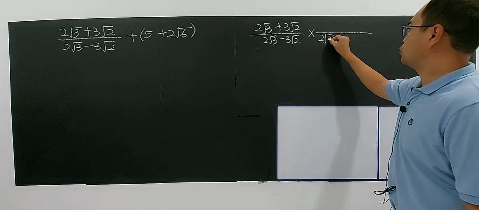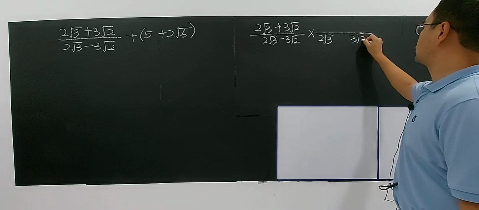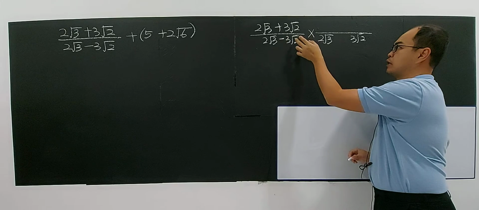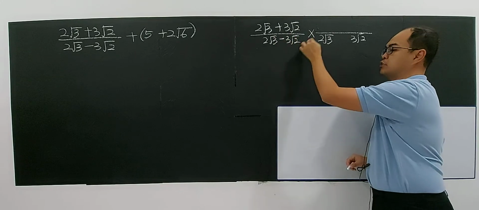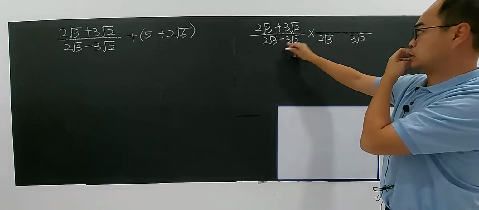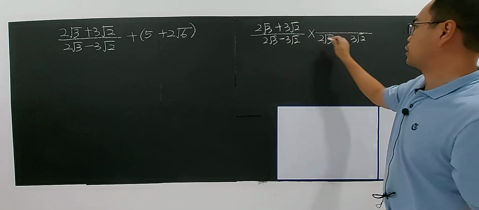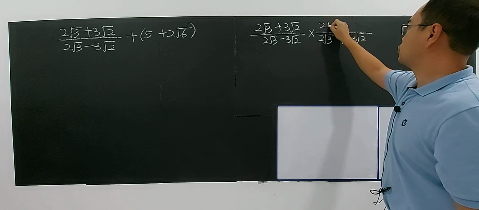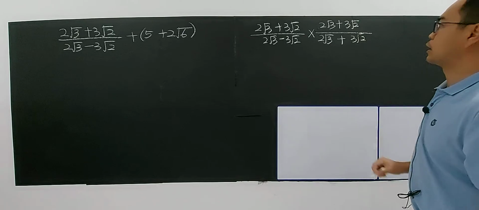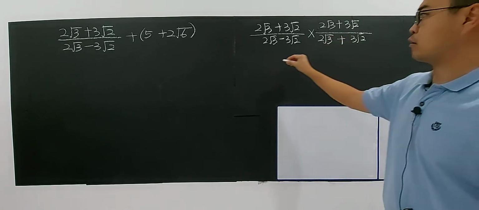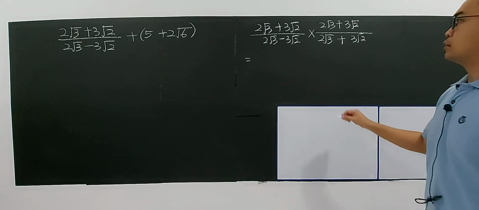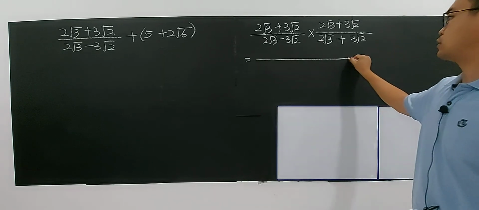So, 2 square root of 3, 3 square root of 2. You have to multiply with the conjugate of the denominator because you want to get rid of the irrational number in the denominator. So this is the one that you should multiply with the conjugate: 2 square root of 3 plus 3 square root of 2. Alright, during this calculation, it's better to be careful. Okay, let's do it step by step.